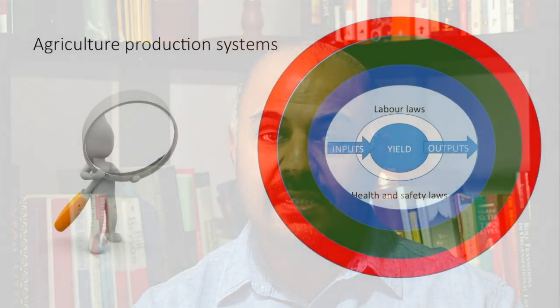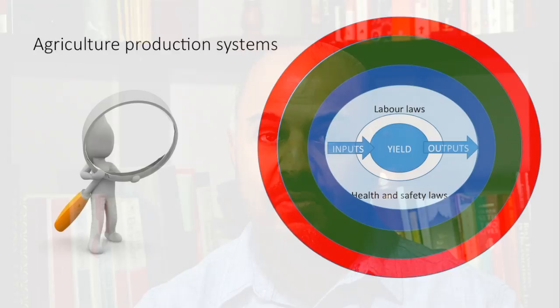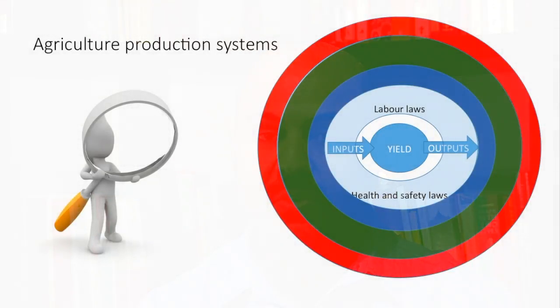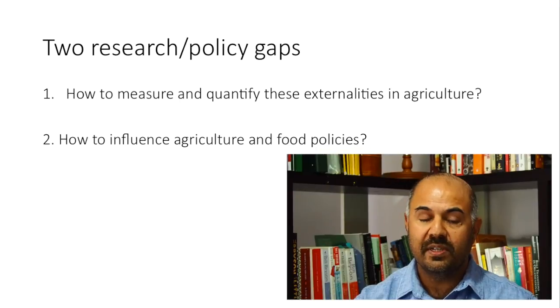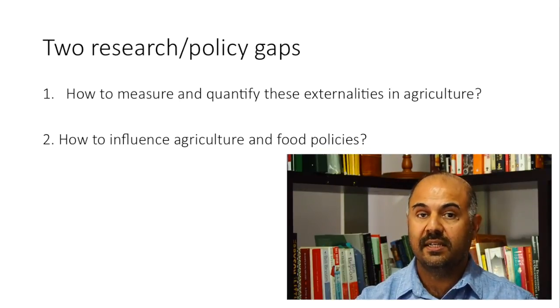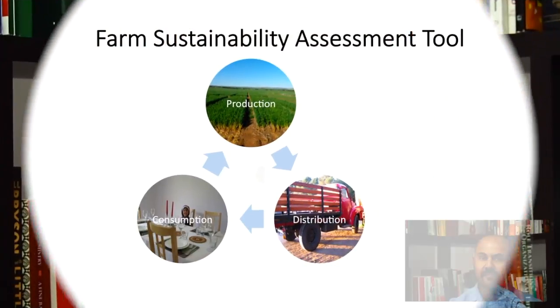So to examine these externalities and to monetize them, we need a sustainability assessment tool. There are currently two research and policy gaps that I would like to highlight today and provide examples on the progress to fulfill these gaps. So first is how to measure and quantify these externalities related with agriculture production. And the second is how to modify agricultural and food policies.